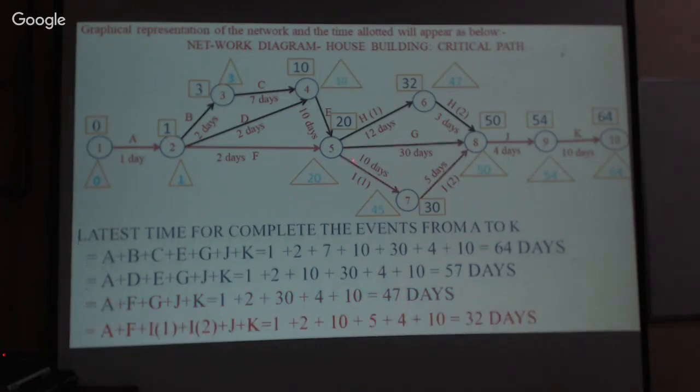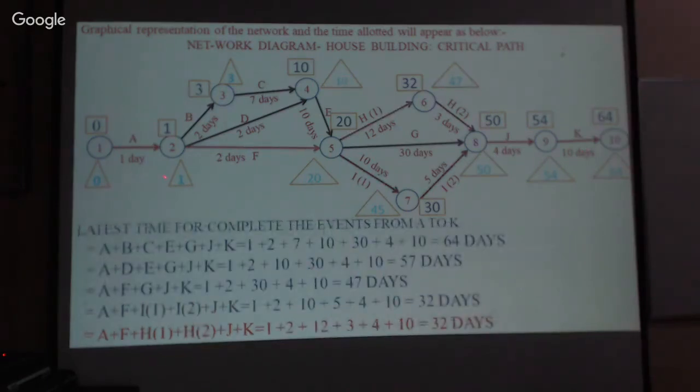Similarly, there is another path. Now this is 1 plus 2 plus 10 plus 5 plus 4 and plus 10. Therefore the time required to reach this point is 32 days. Similarly, we have another path. There are many paths available here. That is 1, 2 and then 12, 3, 4 and 10. This is another path. Now 32 days are available here.